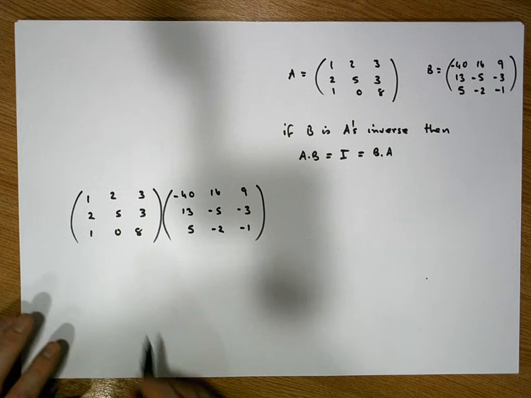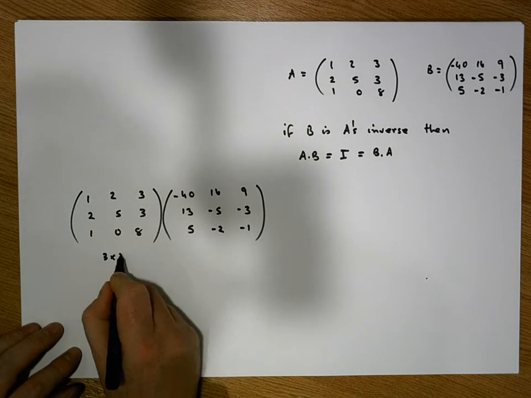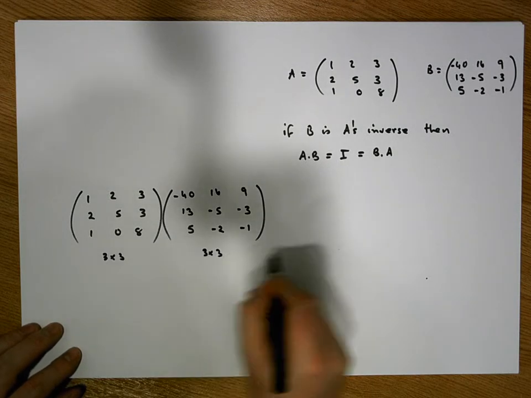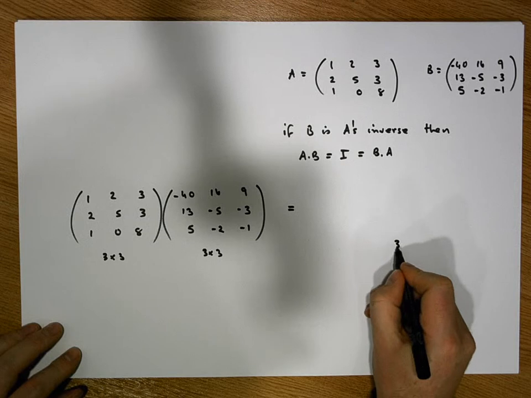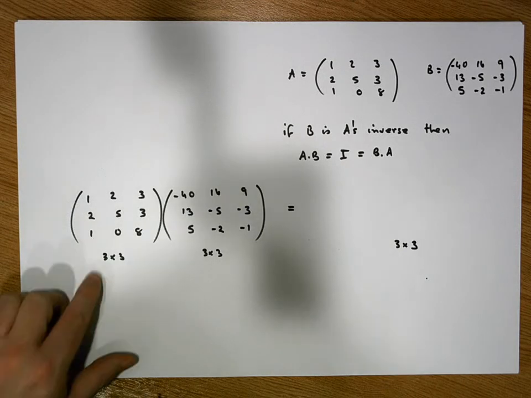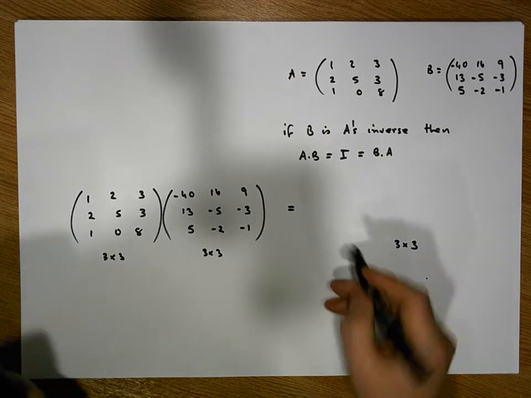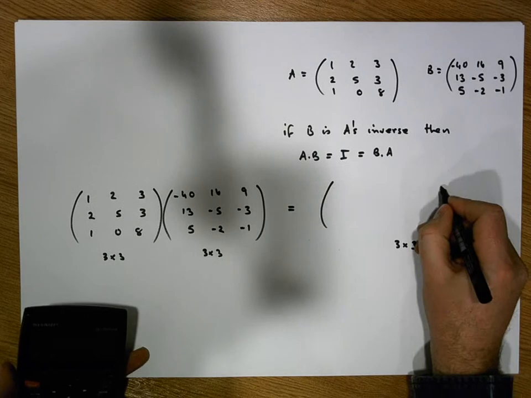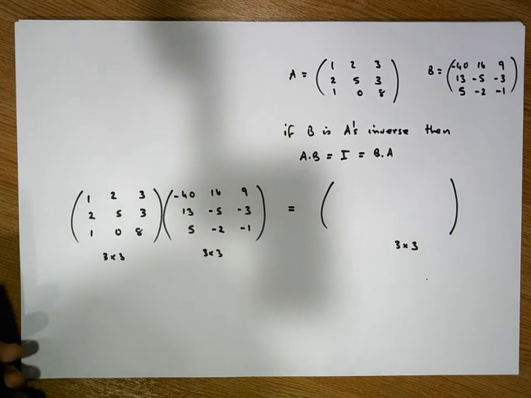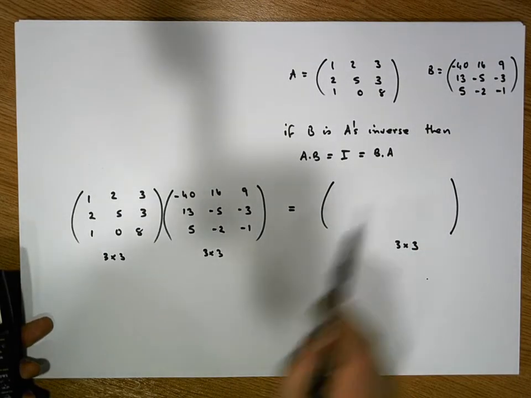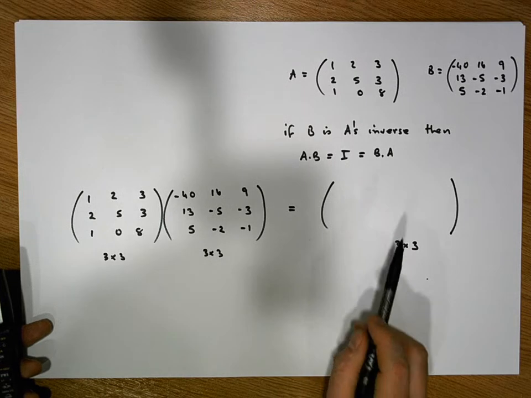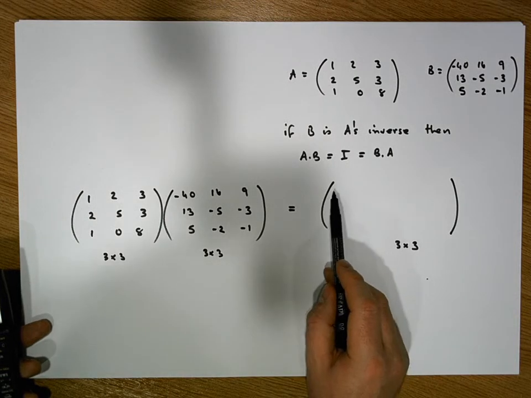What we have here is a 3 by 3 matrix and a 3 by 3 matrix, so the result is going to be a 3 by 3 matrix. Okay. To do this, just keep in mind matrix multiplication. Maybe you can have a look at one of the previous videos in relation to matrix multiplication.